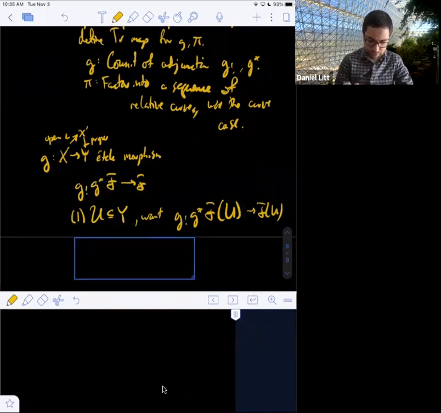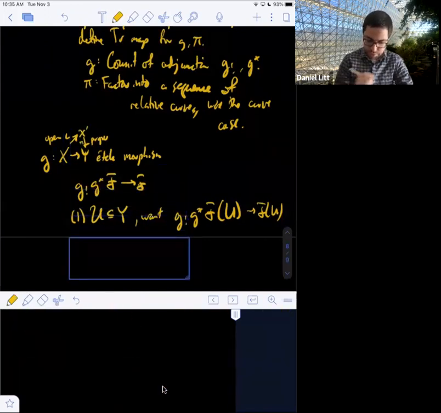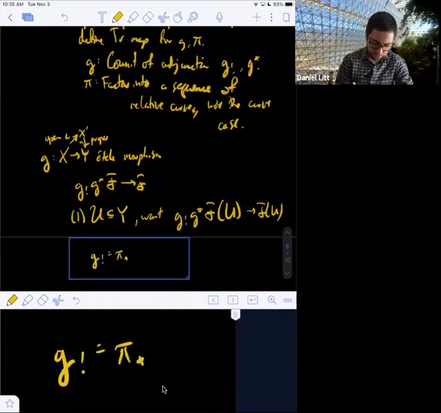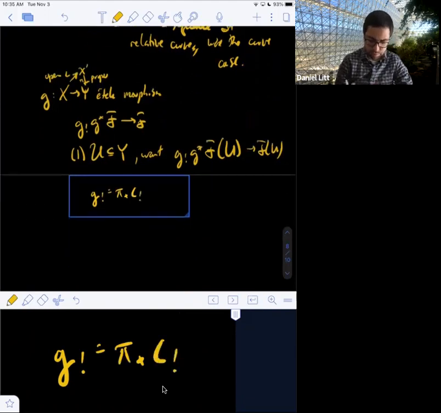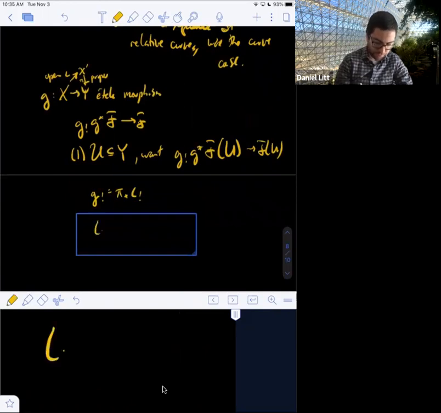Yeah. So in this situation, let's call this pi. So what is G lower shriek? G lower shriek is just pi lower star of iota lower shriek. I claim we can break this into two steps.